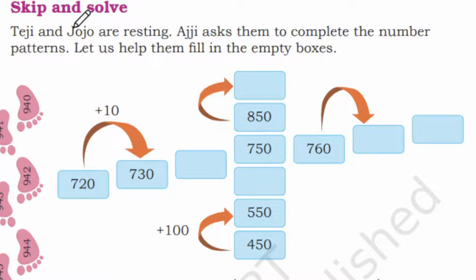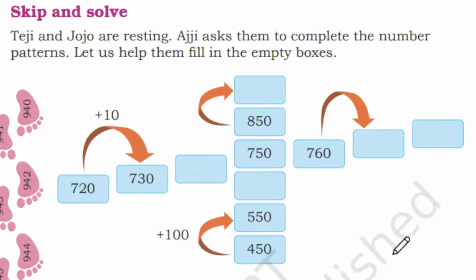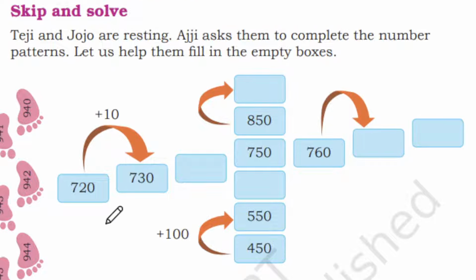Teji and Jojo are resting. Ajay asked them to complete the numbers pattern. Let us help them to fill the empty boxes. So they're asking to fill the empty boxes here, okay? So we have a few boxes empty and we have to fill those boxes. So we have 750. Again, there is a box left out, and then we have 730 and 720.